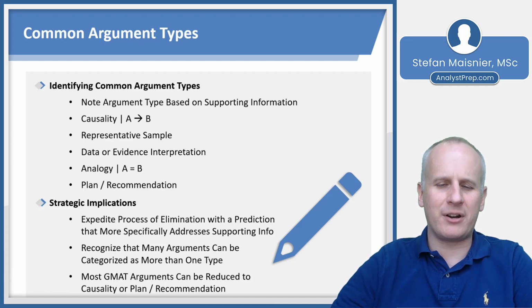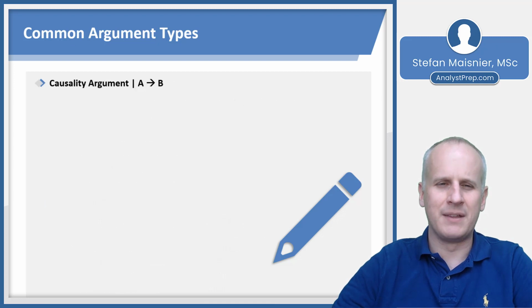But most GMAT arguments, and honestly, all arguments for that matter, can be reduced to either a causality, that because this happened, the other thing happened, or a plan or recommendation, that we're going to do this thing for the reasons that are outlined. So if you're struggling to identify an argument type, you can probably just say it's a causality or a plan/recommendation type argument. So let's take a look at the common argument structures, starting with a causality.